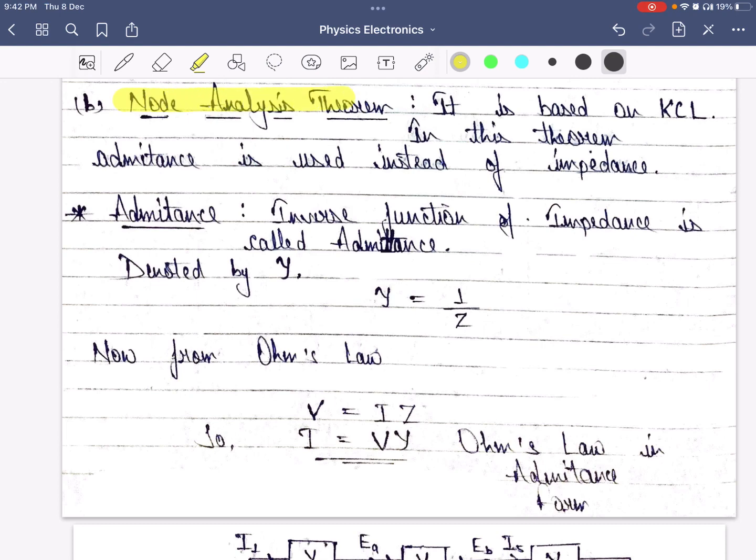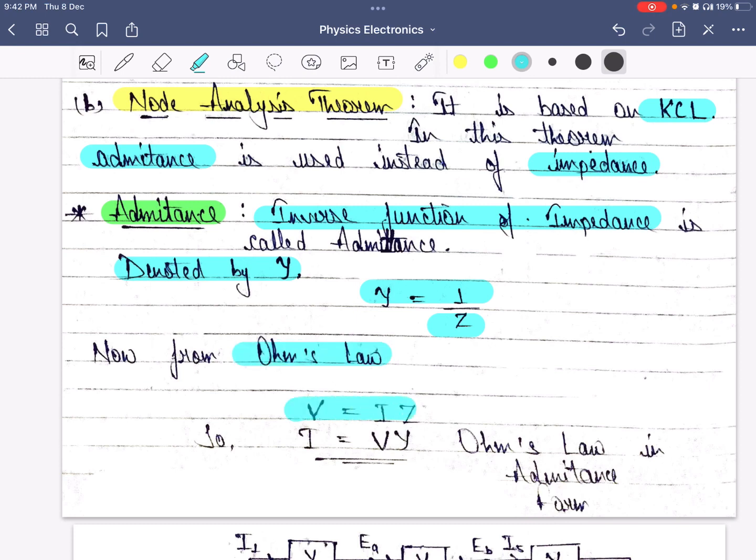Node analysis theorem. This theorem is based on Kirchhoff's current law, and in this theorem we are going to use admittance in place of impedance. Admittance is basically the inverse of impedance. It is denoted by Y is equal to 1 upon impedance. Now from Ohm's law, V is equal to IZ, where Z is the impedance, and I is equal to VY, where Y is the admittance. Ohm's law in admittance form.